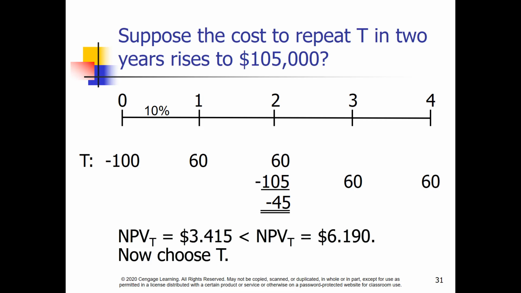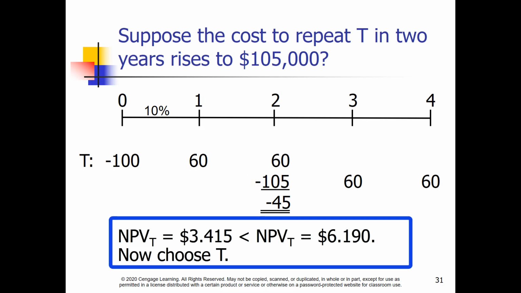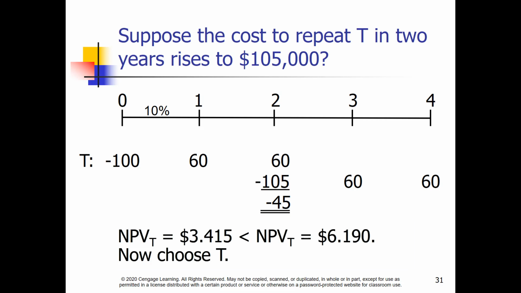What if you can replicate Project T, but the cost to restart it in year 2 has gone up to $105? Just that $5 change flips the NPV comparison back to favor Project F.